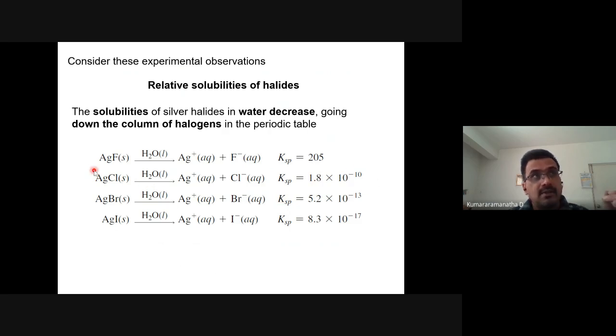Whereas if you take silver fluoride, it is highly soluble in water. But if you look down the group, from silver fluoride to silver iodide, the solubility product decreases drastically, which means the solubilities of silver halides reduce as you go down the group. So how do you explain such observations? Again, it depends on the binding strength between silver and fluorine versus silver and iodine.